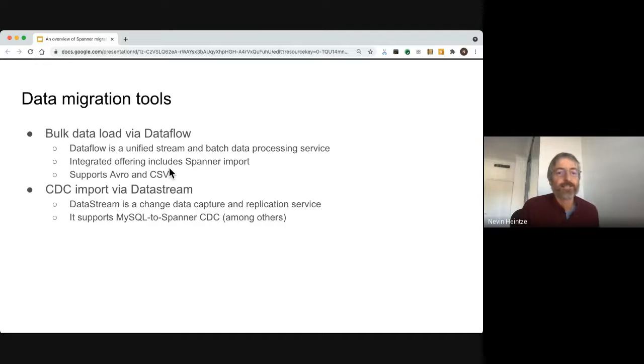The first is a bulk data import tool. And this is part of Google's generic Dataflow service, which is a unified streaming and batch processing service. So this service supports bulk data import into Spanner, and supported formats include Avro and CSV. And the second tool I want to mention is a CDC import tool. So this is part of our generic Datastream service, which is a change data capture and replication service. And this service supports MySQL to Spanner CDC, amongst other combinations.